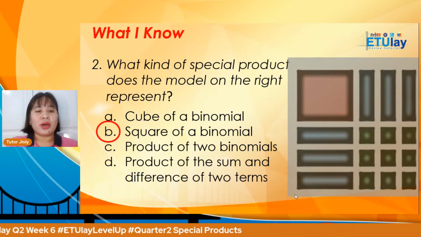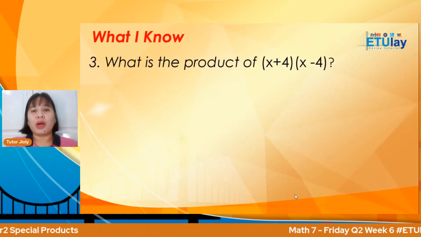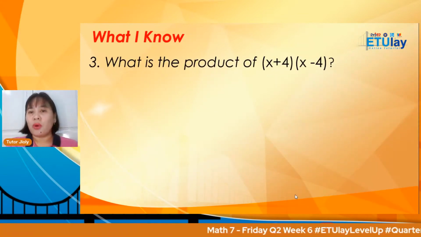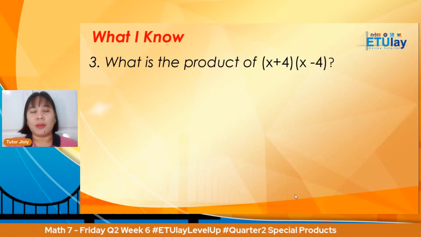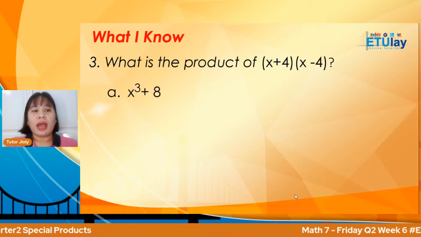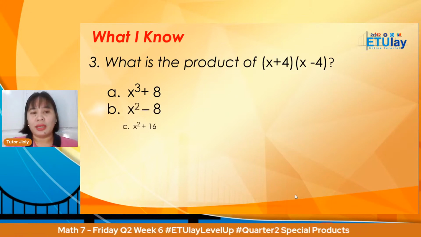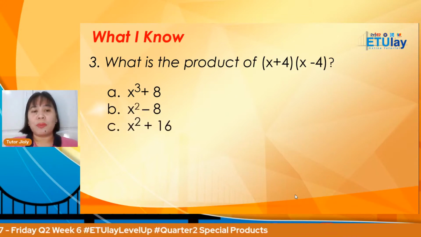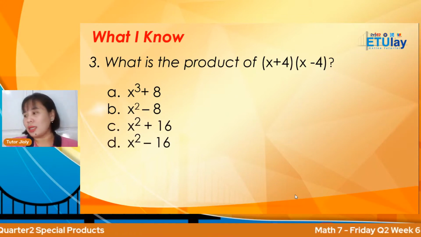So, we have number 3. What is the product of quantity x plus 4 multiplied to quantity x minus 4? A, x raised to 3 plus 8. B, x raised to 2 minus 8. C, x raised to 2 plus 16. D, x raised to 2 minus 16.